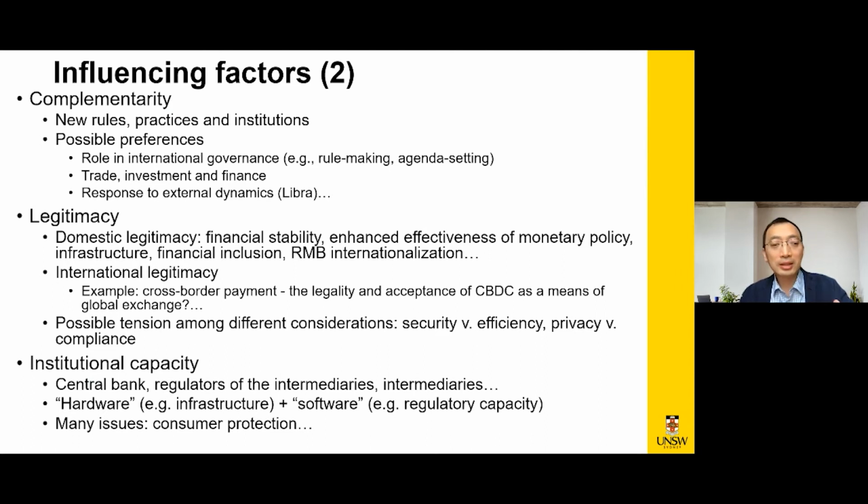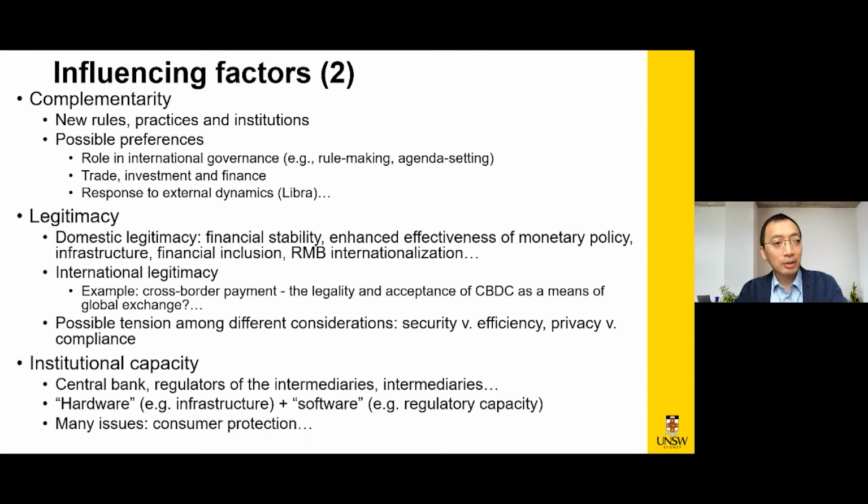And we will see that it won't be an easy job, because there are potential tensions, for example, between security and efficiency. If you want high efficiency, or if you need higher security, that may slow down your process and work against efficiency. Again, privacy and compliance may also have tension.